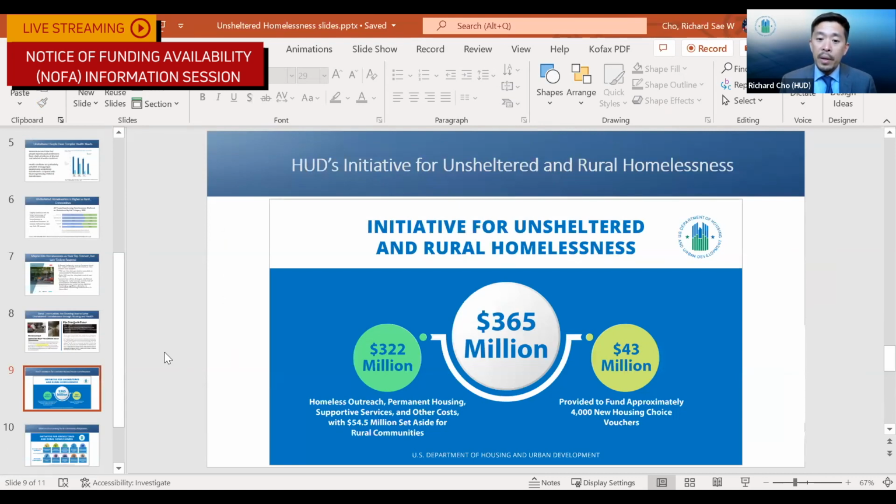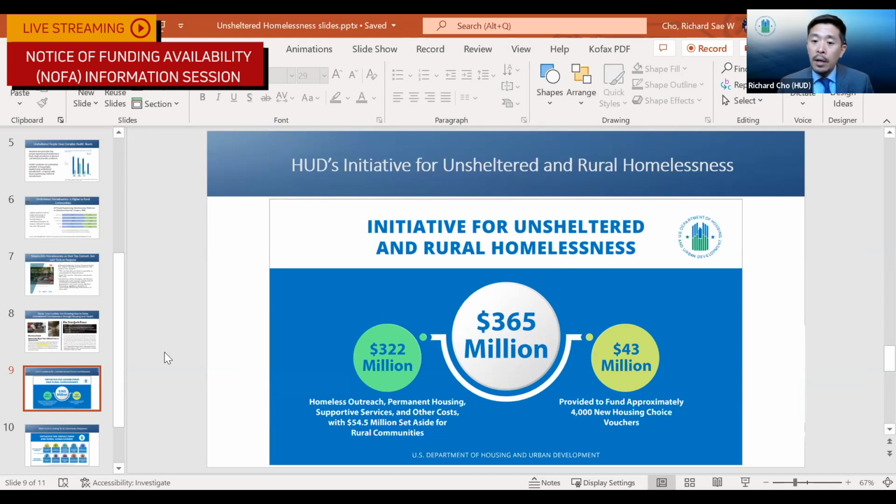So HUD, and maybe I won't explain exactly how we were able to do this, but we had some unspent recaptured funds through the Continuum of Care that accumulated over the last few years. In 2018, Congress gave us, normally when we recapture funds, we have to send that money back and we lose it for homelessness. But Congress gave us the authority to redirect any funds recaptured from the continuums of care through a special NOFA and to focus on areas of high concern to the secretary, along with a set-aside for rural communities.